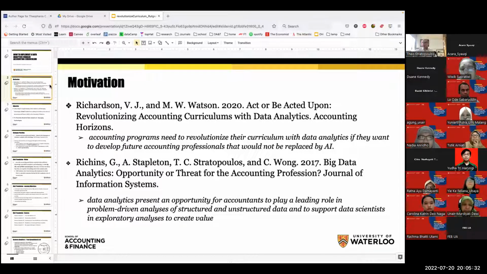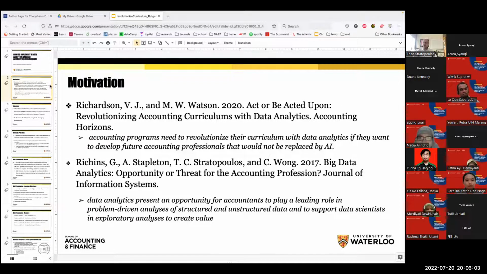The second paper that motivates our work is a paper that I wrote a few years ago with three, they were Ph.D. students at the time, now they're faculty, all three of them. The objective of the paper, published in GIS in 2017, was to start a conversation. When we're talking about big data analytics, is this an opportunity or a threat to the accounting profession? Through the analysis and the argument that we're building in this paper, it depends. It depends on what we're doing.